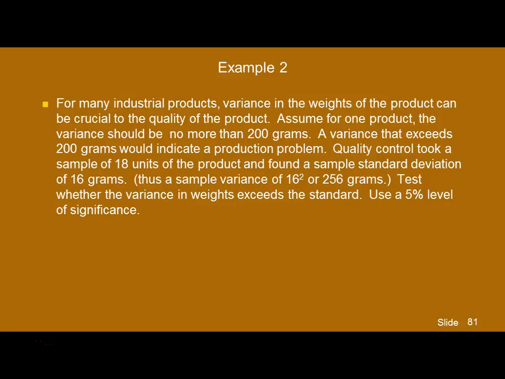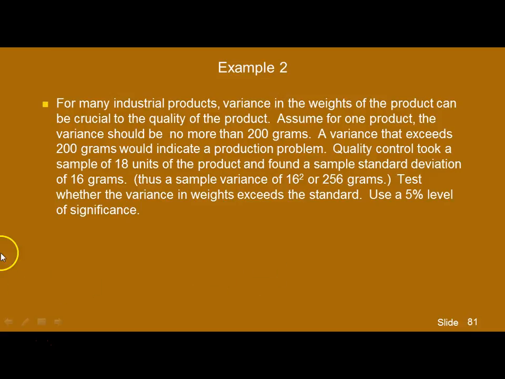Quality control took a sample of 18 units, so that's our sample size. We got a sample standard deviation of 16 grams, and if that's the standard deviation, then the sample variance would be 16 squared, which is 256. Test whether or not the variance in weights exceeds the standard. Use a 5% level of significance.